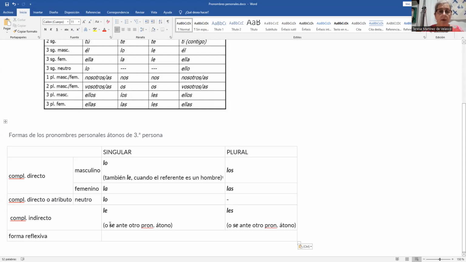But we remember that when we are using two pronouns together that both start with L, we are not allowed to have both of them together. So the first one, the indirect object, we are going to change to se.